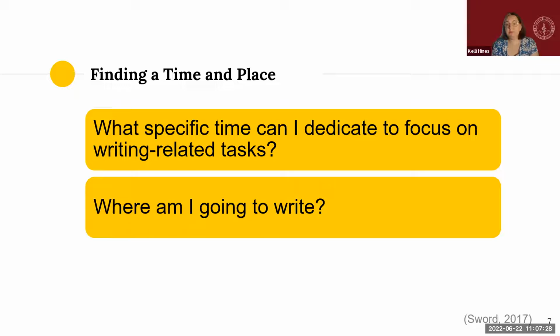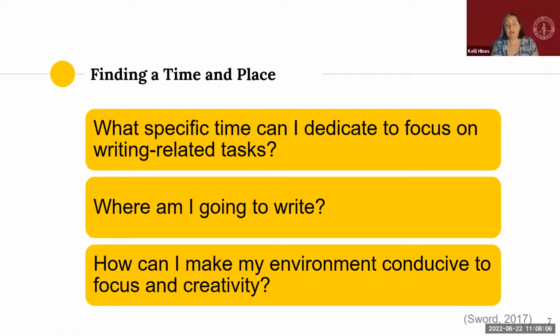Some people like writing in the same place that they do everything else, so you might say, I can write in my office and that's fine, or at my kitchen table. Some people might want to go somewhere else, like the library, a cafe, a friend's house, or outside. But think of places that you go to write, and also think about places in the past that have been good places to focus for you, because everyone's a little bit different in terms of what they need. And then ask yourself how you can make your environment conducive to focus and creativity.